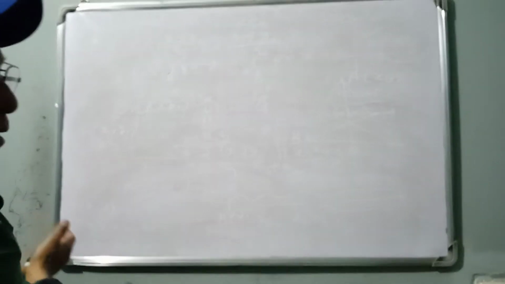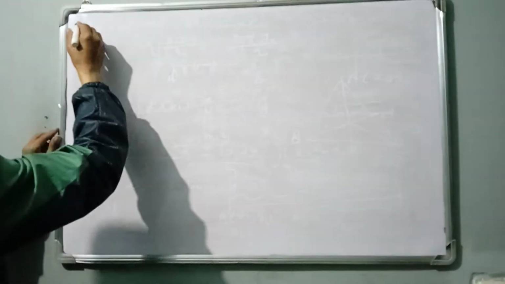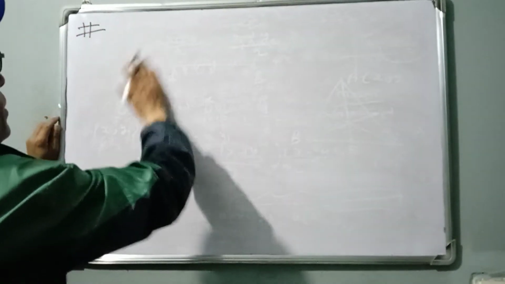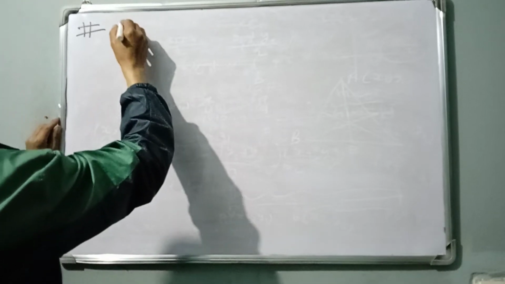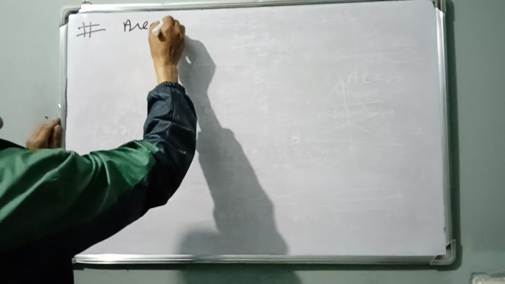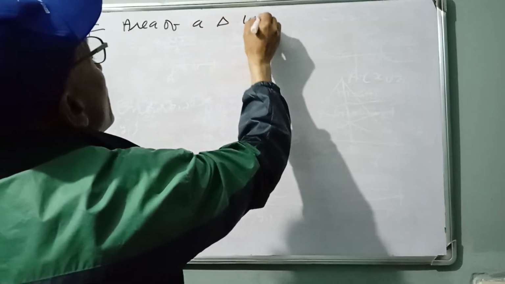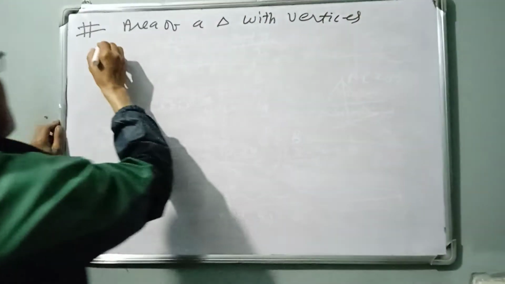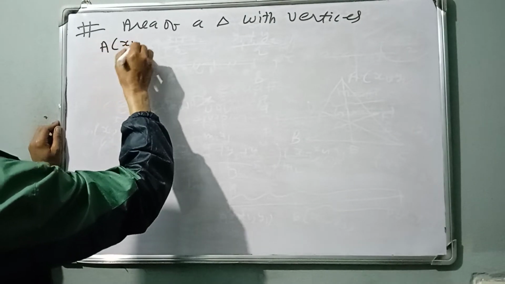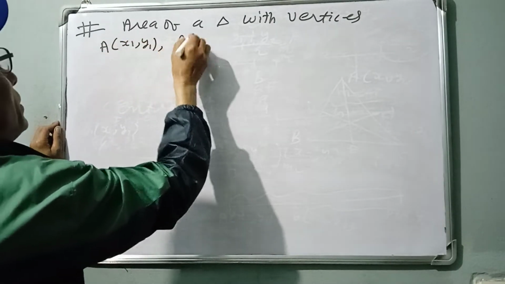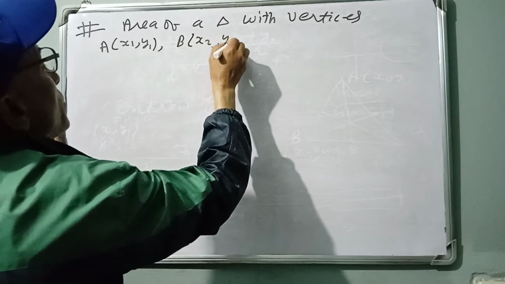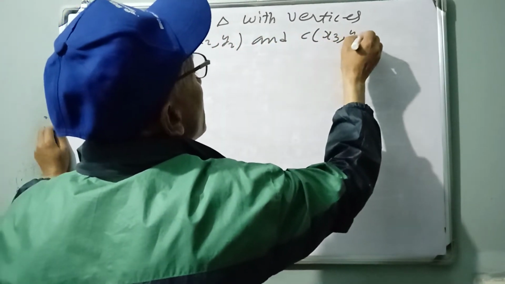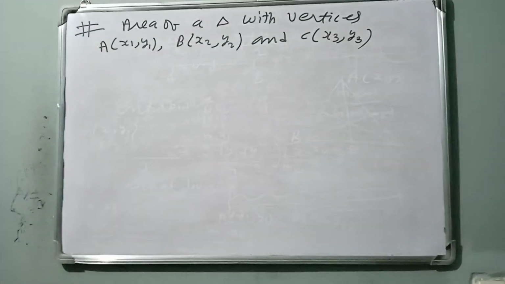Then, in coordinate geometry, you should know slope also. But before this, area of a triangle with vertices. Suppose A x1 y1, B x2 y2 and C x3 y3. How to? Suppose you forget the formula.